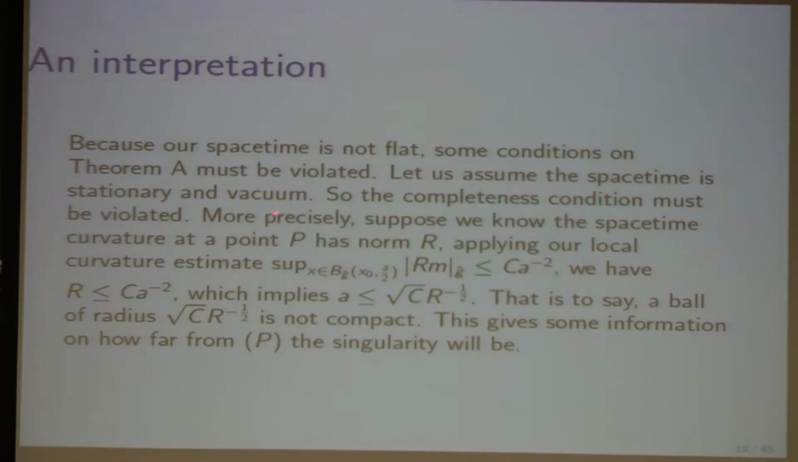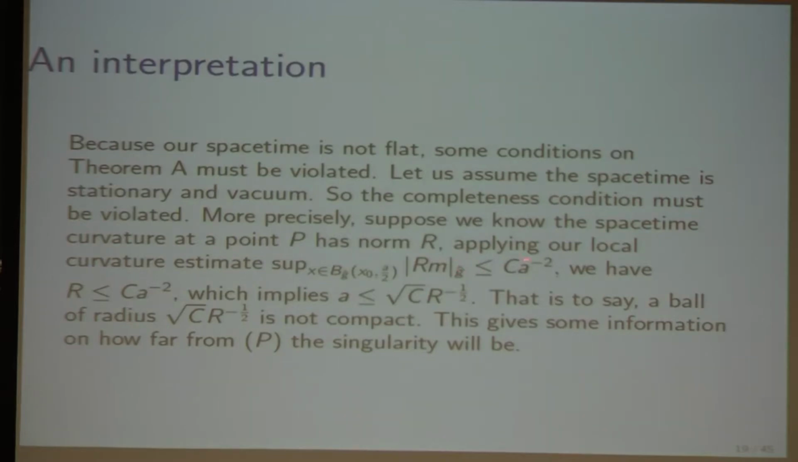The condition of the theorem must be violated. So if you assume it is stationary and a vacuum, then completeness must be violated. More precisely, suppose we have a space-time curvature at one point, for instance here. The curvature at this point has a norm r.